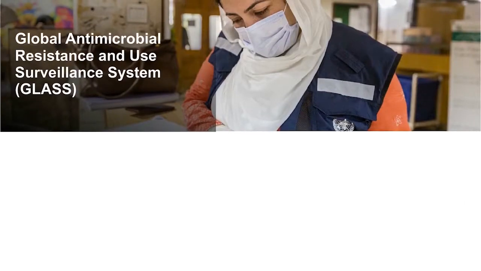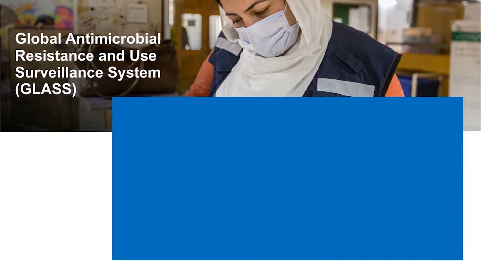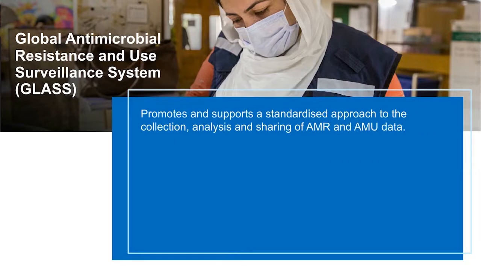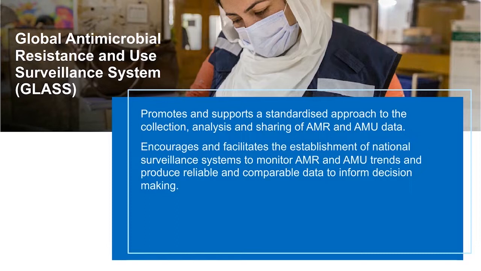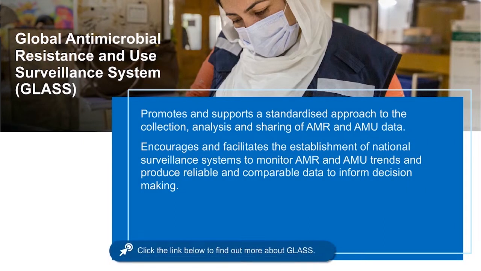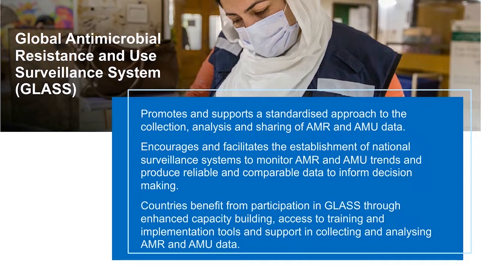WHO's Global Antimicrobial Resistance and Use Surveillance System, GLASS, promotes and supports a standardized approach to the collection, analysis and sharing of AMR and AMU data. It encourages and facilitates the establishment of national surveillance systems to monitor AMR and AMU trends and produce reliable and comparable data to inform decision-making. Countries benefit from participation in GLASS through enhanced capacity building, access to training and implementation tools, and support in collecting and analysing AMR and AMU data.